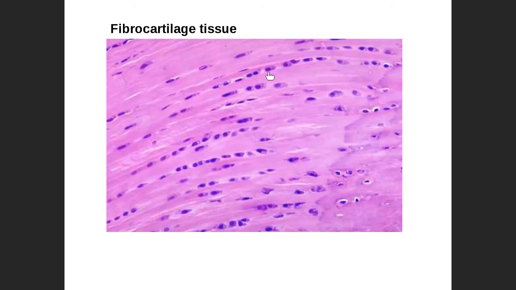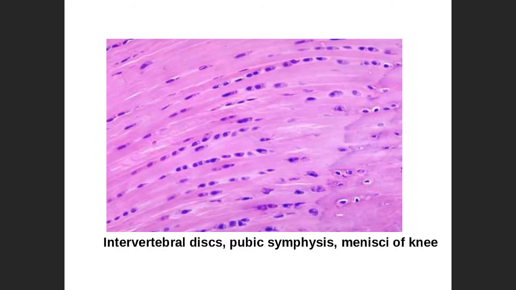It also does not have a perichondrium. Perichondrium is this dense irregular connective tissue that surrounds the cartilage. Fibrocartilage does not have that. Hyaline cartilage has perichondrium. Elastic cartilage has perichondrium. Fibrocartilage does not.